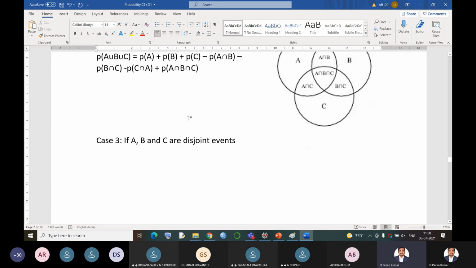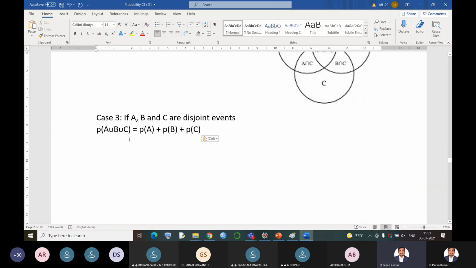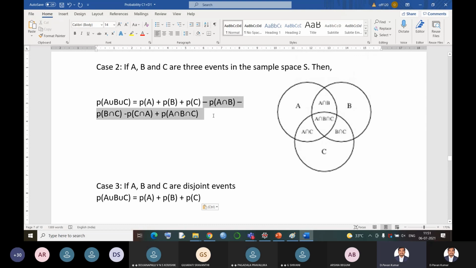Now case number 3, this is the final one. Again, if A, B and C are disjoint events, then we have P of A union B union C is equal to P of A plus P of B plus P of C, and all the remaining terms will become 0, because since they are not intersecting, the values of the intersections will become zeros over here.